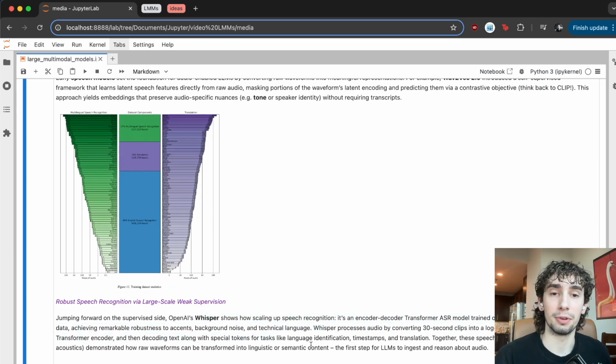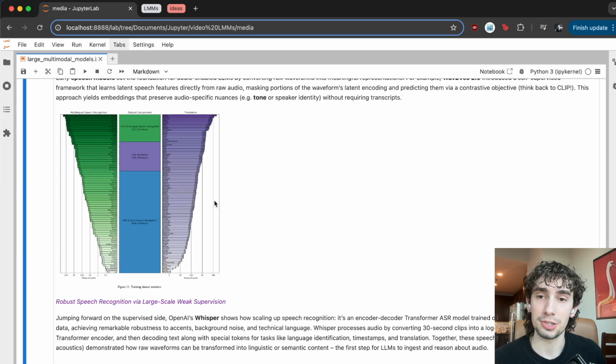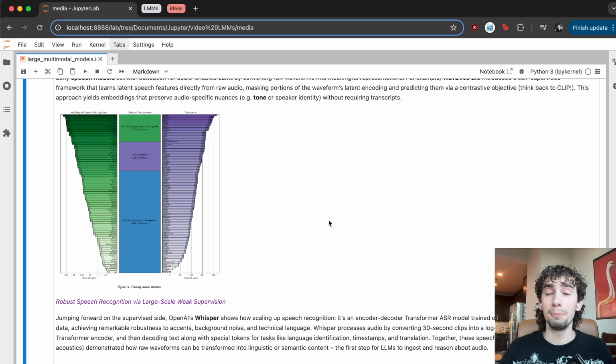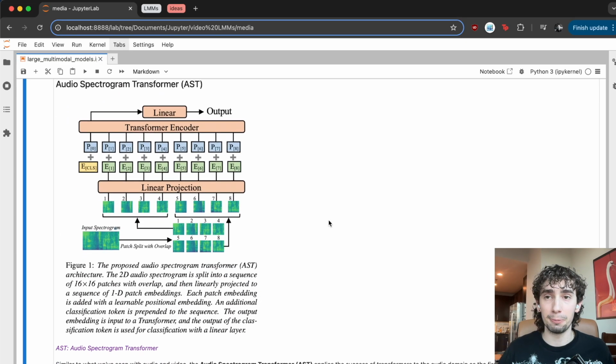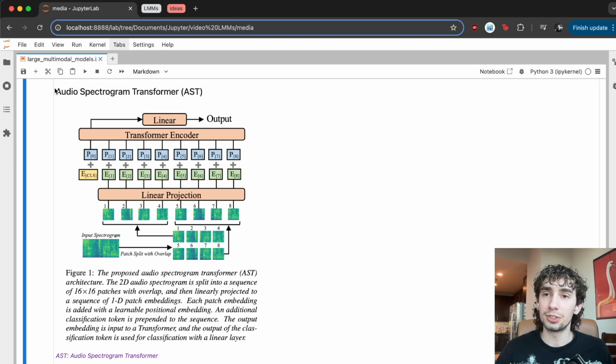Their approach of applying the encoder-decoder transformer architecture onto automatic speech recognition is one that is still relevant to this day, with many people relying on the Whisper model for automatic transcription. But keeping in line with what we've seen with the prior modalities, it all can start with the audio spectrogram transformer.